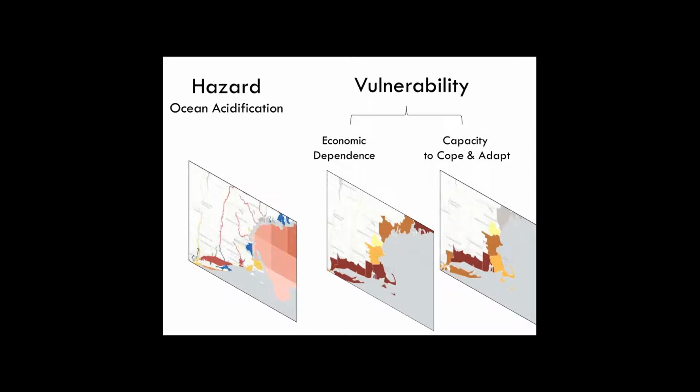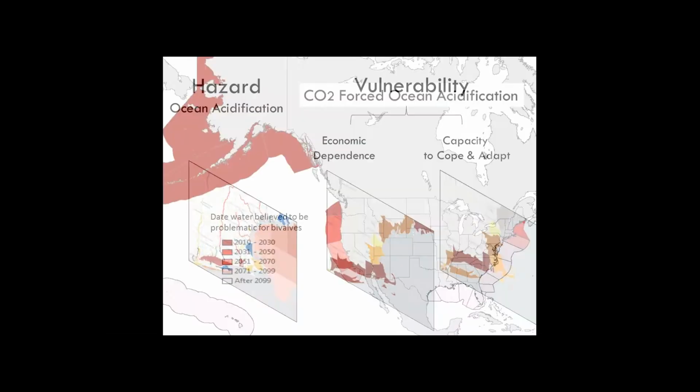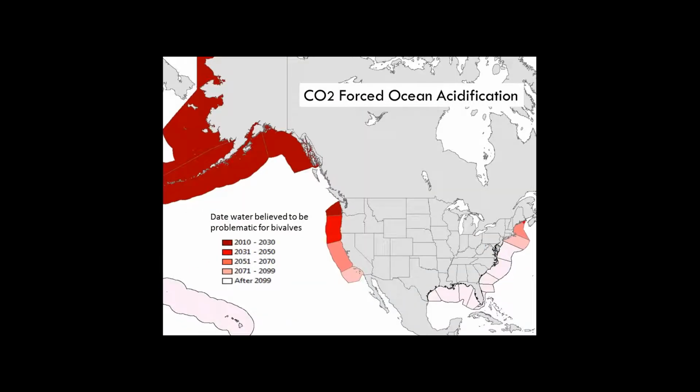Okay, so this is what our data look like in terms of the 3 components. We had the spatial analysis of these 3 different indicators for hazard, economic dependence, and adaptive capacity. And vulnerability in our model is defined as economic dependence and adaptive capacity combined. So I'm going to walk you through the data step by step.